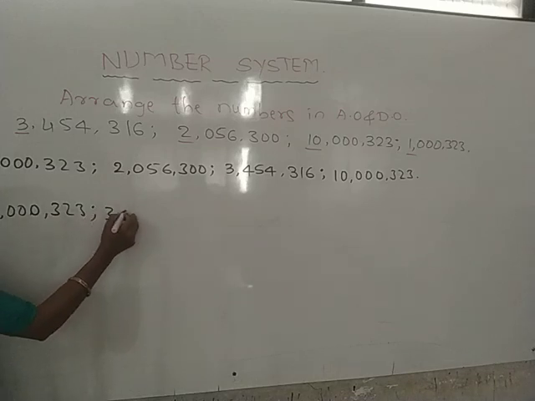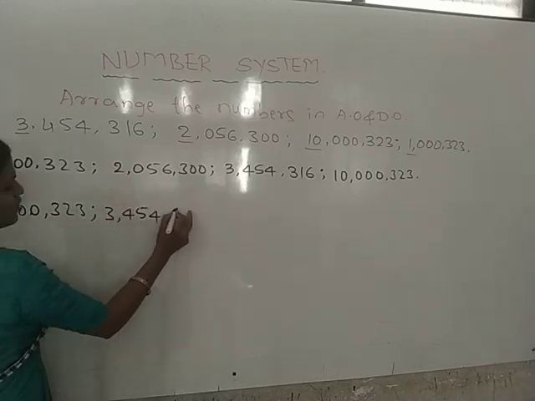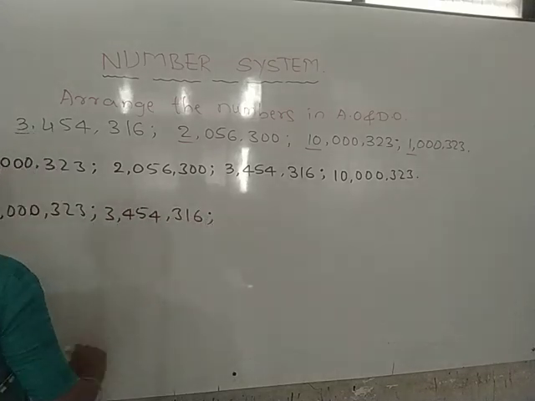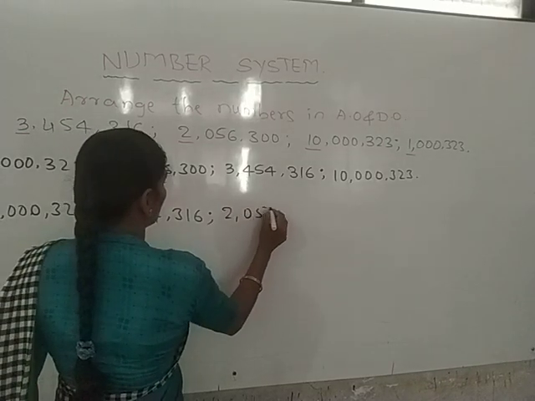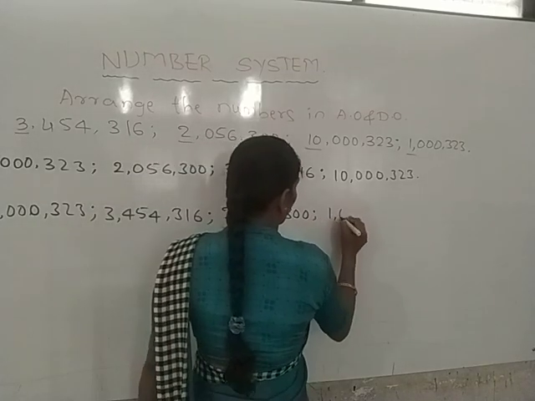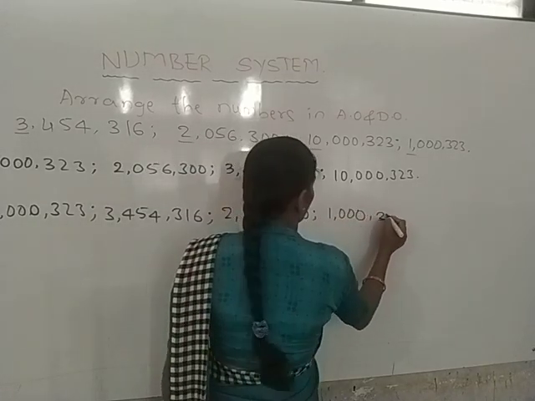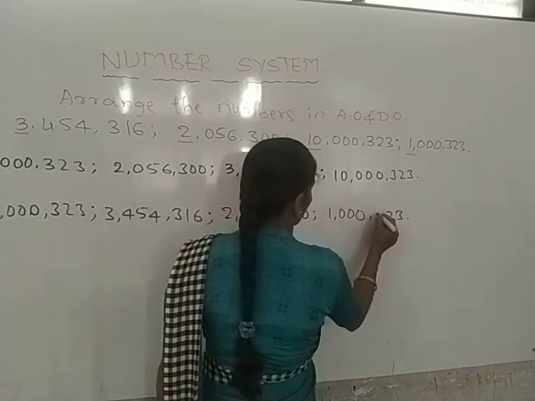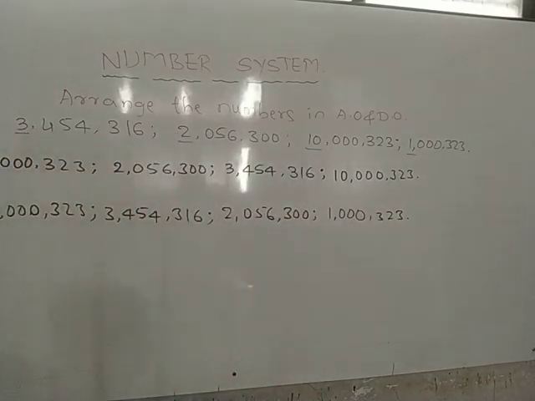Next, 3,454,316. Next, 2,056,300. So next, lastly, 1,323,000. Okay, this is the arrangement in both ascending as well as descending order. I hope everybody got to know this one, how to arrange.